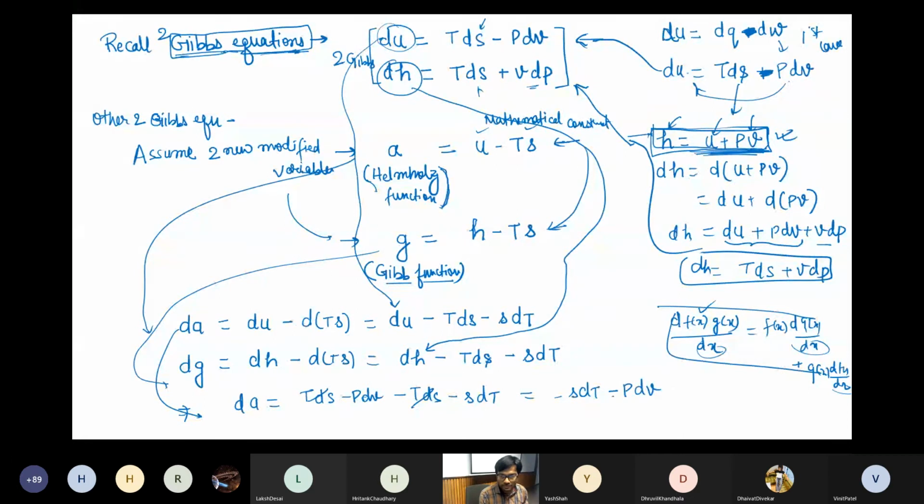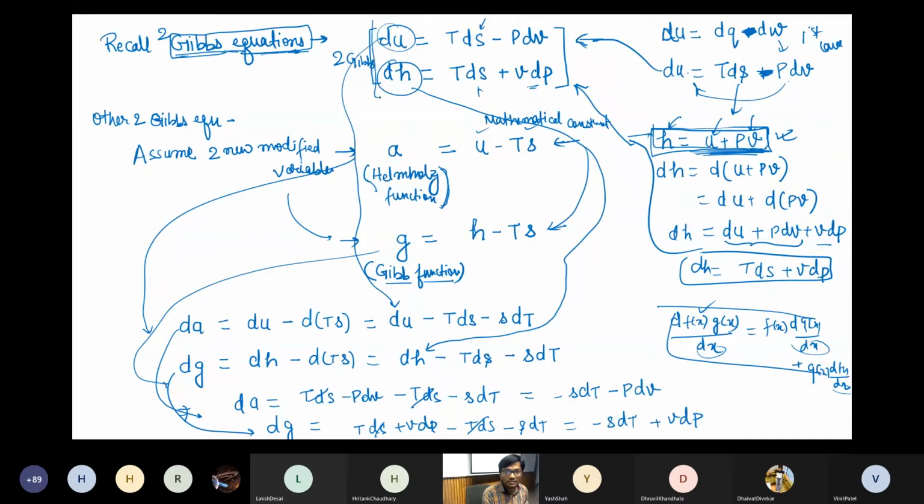So let me write it over in a fresh page. So dG I can write again by substituting a similar thing. dG is dH, which is equal to TdS plus VdP, minus TdS and minus SdT. And this also goes, and now I can write minus SdT plus VdP.